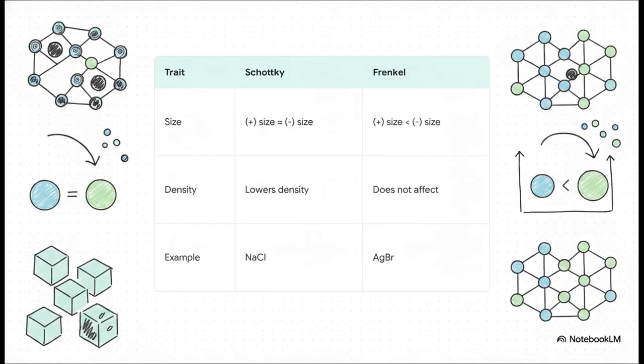And here's how that actually plays out in the real world. With Schottky defects, because those ions are missing entirely, it lowers the density. You'll see this when the positive ion size is roughly equal to the negative ion size, like in NaCl. But with Frankel defects, because the ion just moved to a different spot inside, it does not affect the density at all. This usually happens when the positive ion size is much smaller, like in AgBr.